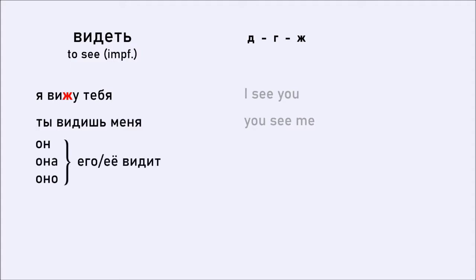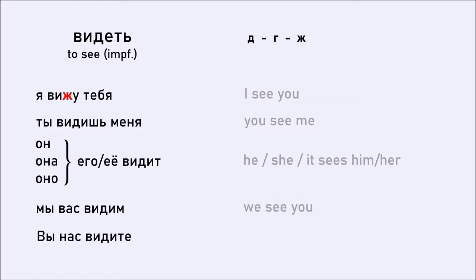So, first of all, видеть, which means to see in the imperfective. This is a radical changing verb, so we're going to have an alteration of д, г, ж, okay? Я вижу тебя, I see you. Ты видишь меня, you see me. Он, она, оно, его, or ее видит. He, she, or it sees him or her. Мы вас видим. We see you. Вы нас видите. You see us. And finally, они их видят.